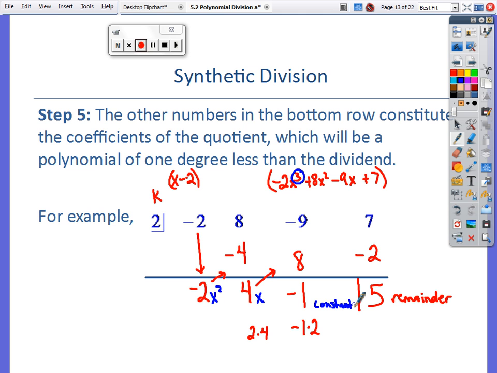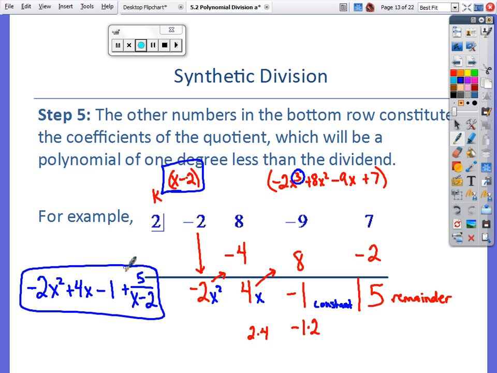So if I rewrote my answer, what is my quotient? What is the actual answer here? Negative 2x squared, positive 4x, a negative 1, and then we have a remainder. Now notice it's positive 5, and what do we put that 5 over? We put the remainder over the divisor, and the divisor in this case, even though it wasn't given to us, we found it, was x minus 2. Technically, this would have been your answer for that synthetic division problem, okay, with a remainder.